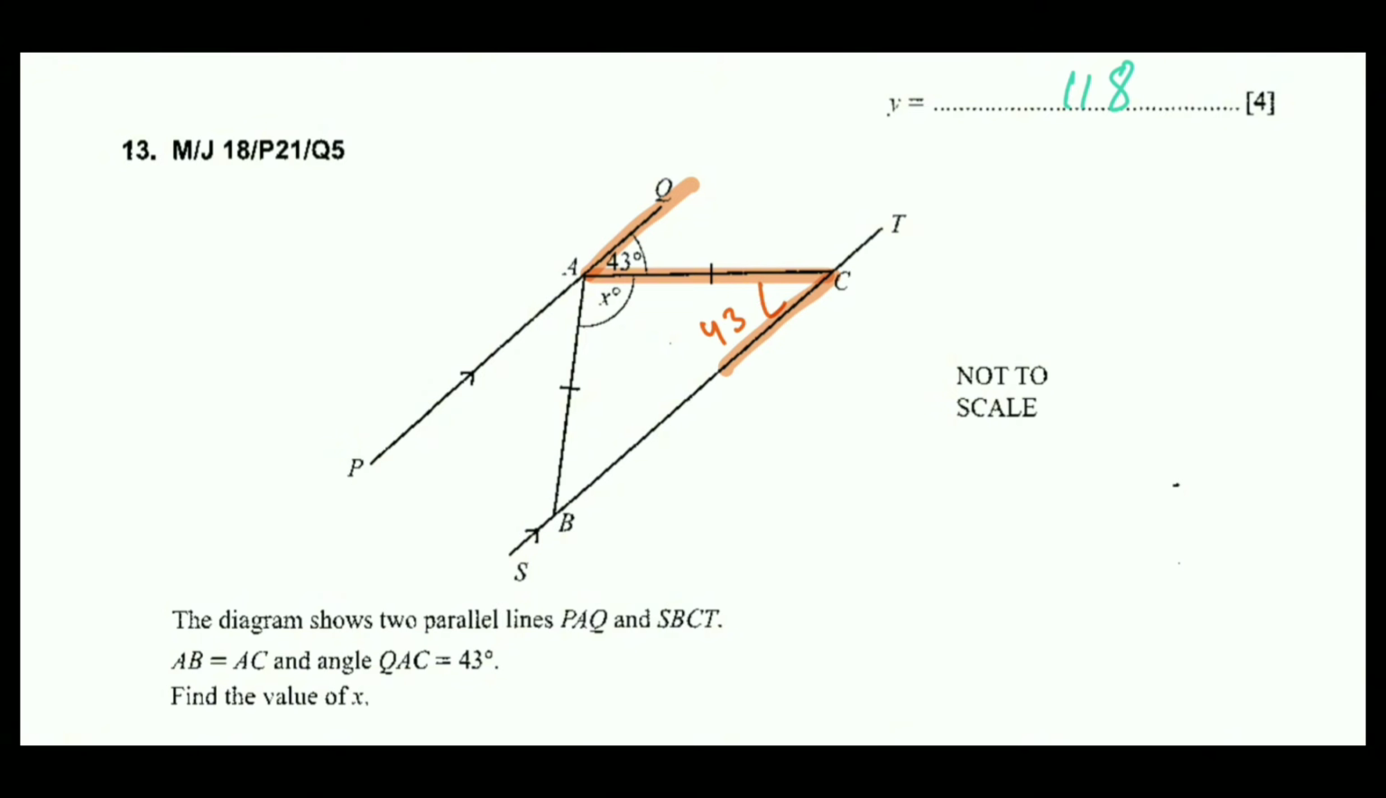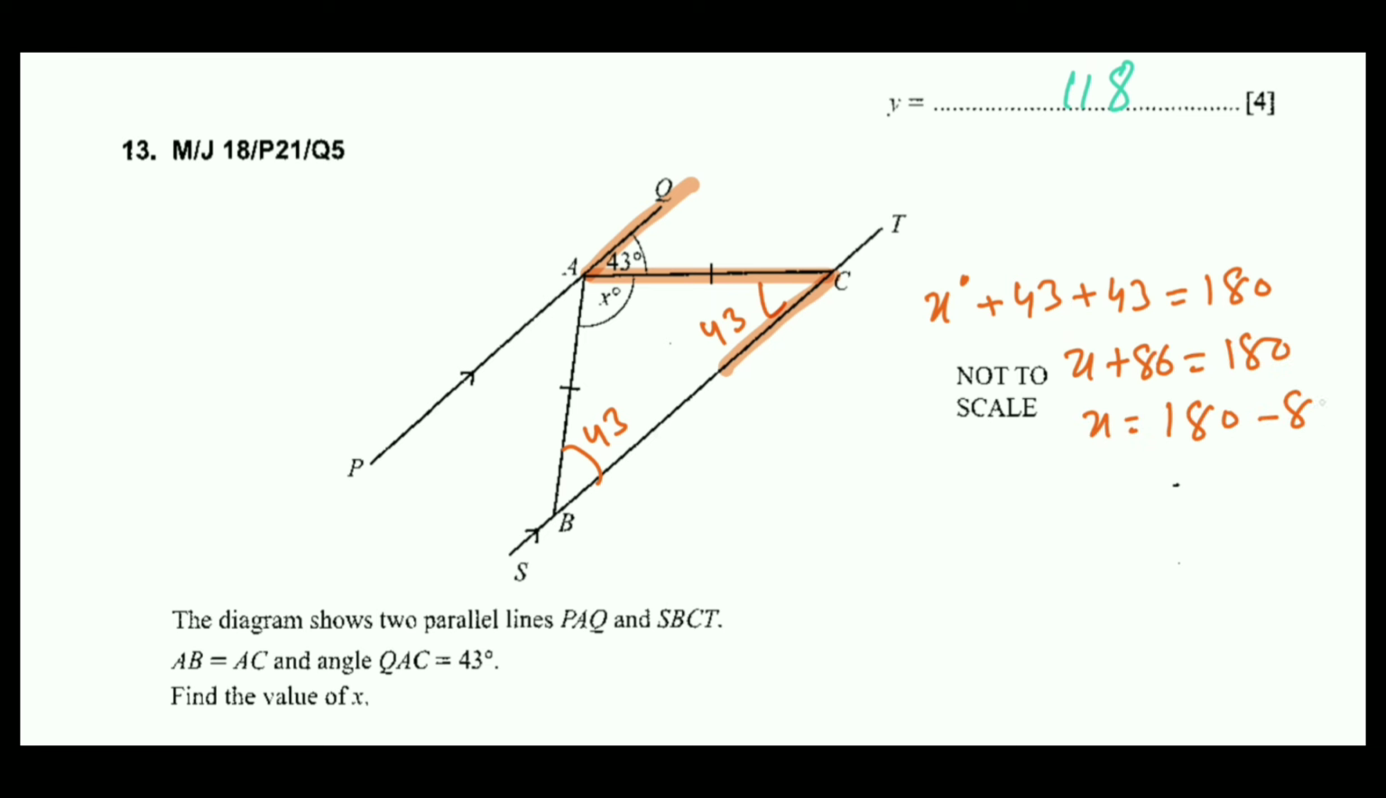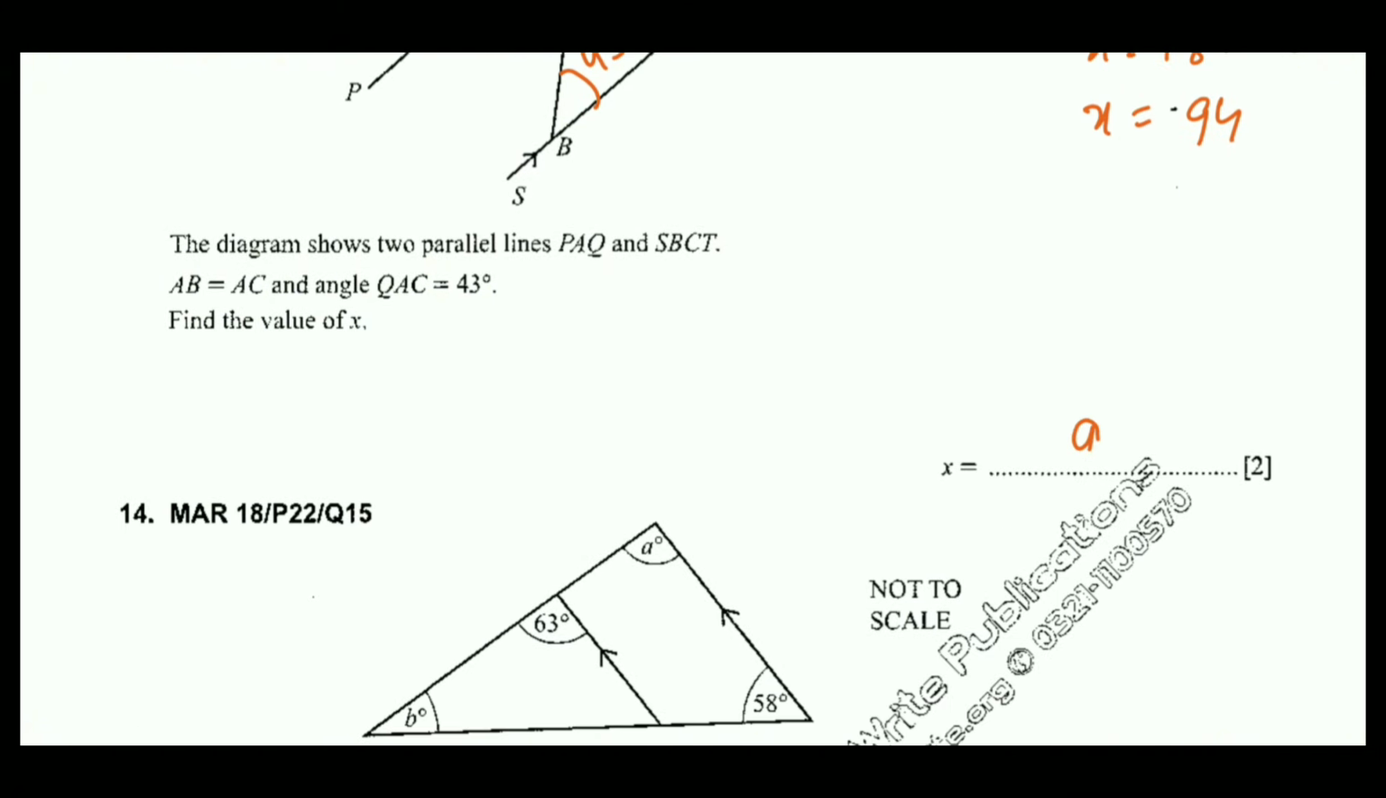Now we can find the remaining angles of the isosceles triangle. If this is 43, this will also be 43 by the isosceles triangle property. So we can easily find x by the angle sum of a triangle property. x plus 43 plus 43 is equal to 180. x plus 86 is equal to 180. x is equal to 180 minus 86, that is 94. So 94 is the final answer.